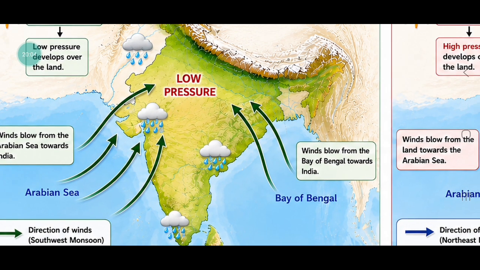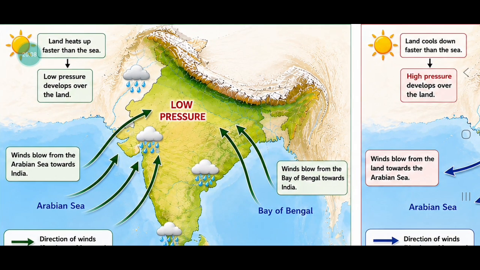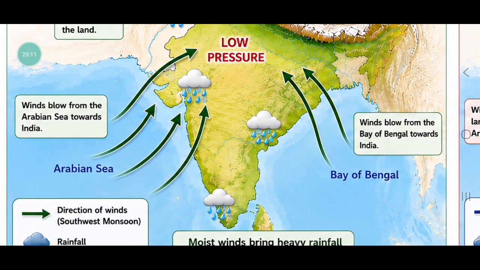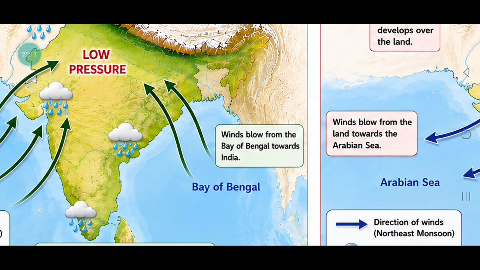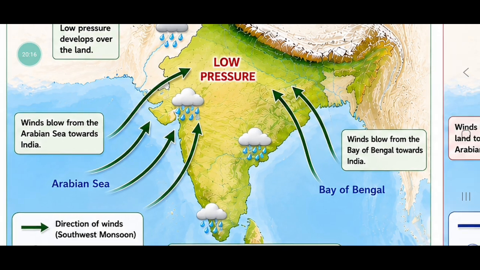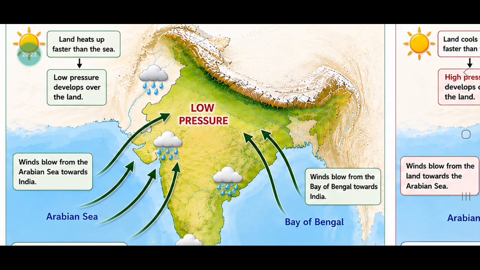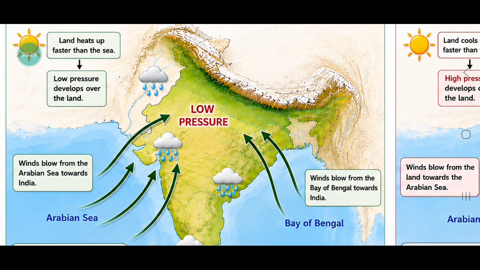Actually, the monsoon comes to India in two branches. These two branches are the Arabian Sea branch and the Bay of Bengal branch. Covering all three water bodies, it enters into India. So it brings a huge amount of moisture and causes rain here in the Indian subcontinent.